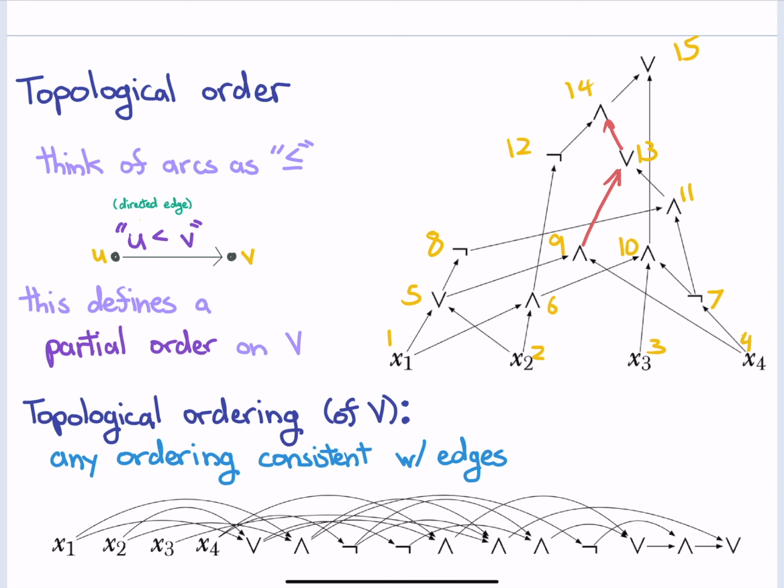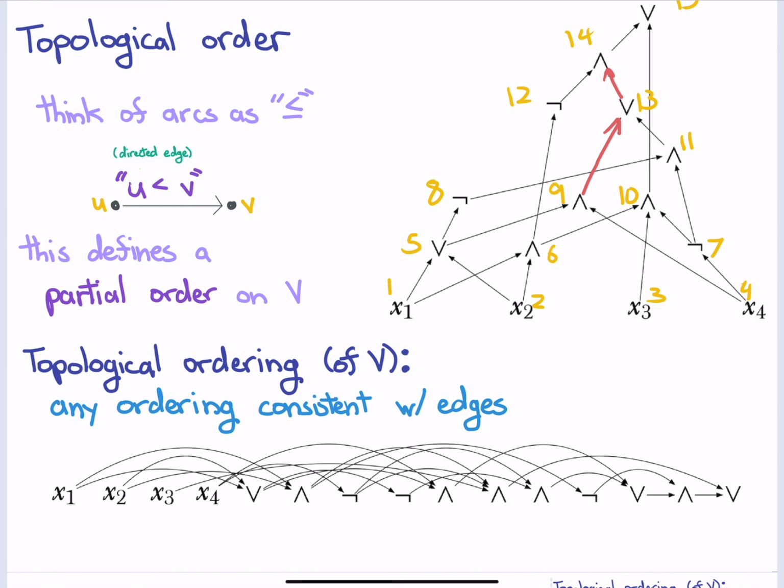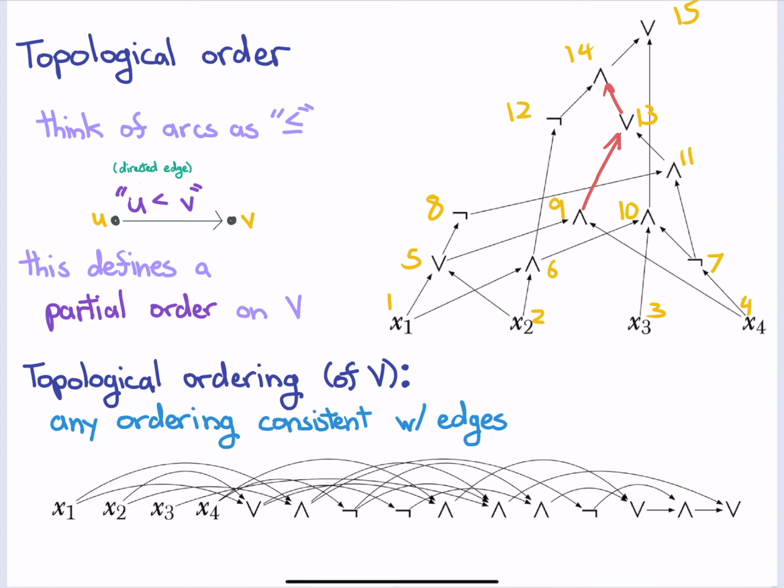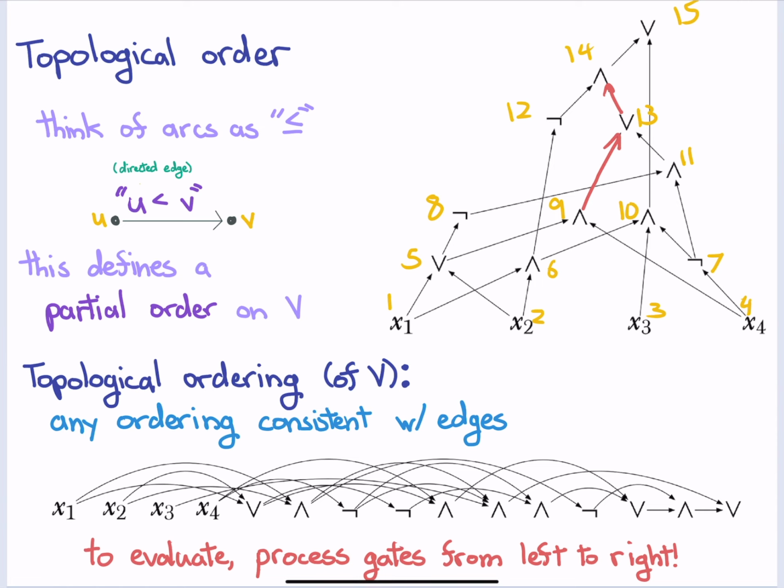Now, if you had a topological ordering of a circuit, how might you write a very simple algorithm to evaluate a circuit? Imagine I give you that topological ordering. Left to right. Okay, so once you have the topological ordering, you can just process the gates from left to right. If I'm halfway through, I know that everything to the left has already been evaluated. I know everything I need will be on the left.